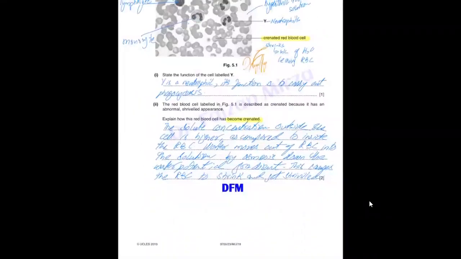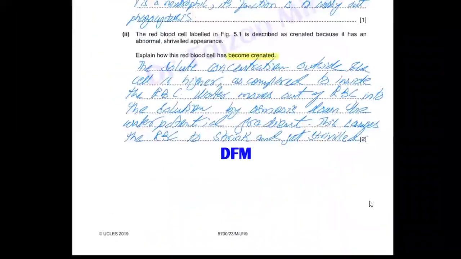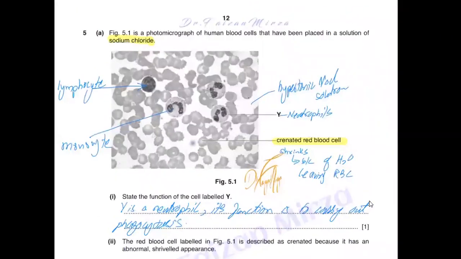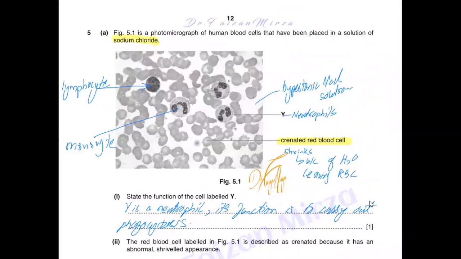This is May June 2019. This is from May June 23. This is question number 5. So this photomicrograph is given to you. They are saying there's a photomicrograph of a human blood cell. They have been placed in a solution of sodium chloride.